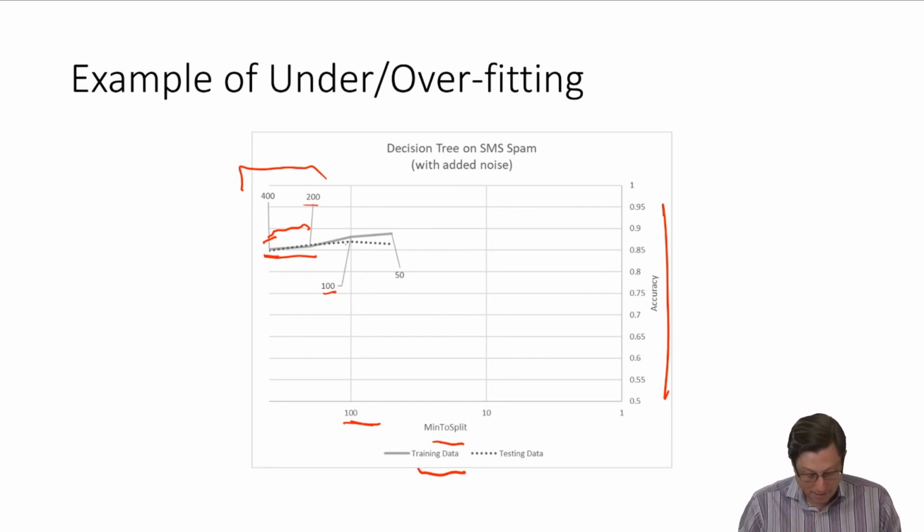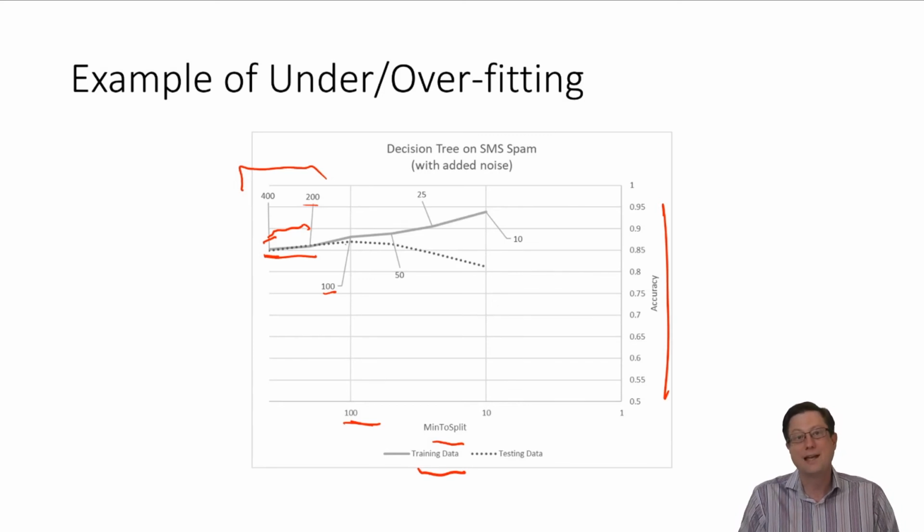Okay. But you could also test a few more points. And now we've got a gigantic problem. When we move on to min to split of 20 and 10, you can see that the training set accuracy is going up, up, up, up, up. Fantastic. Just using the training data, you are on your way. You're in it to win it. This SMS spam problem is going to be solved because of you.